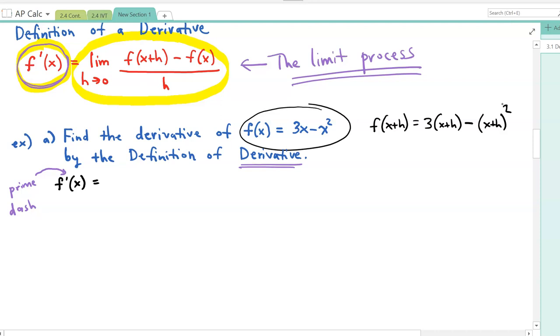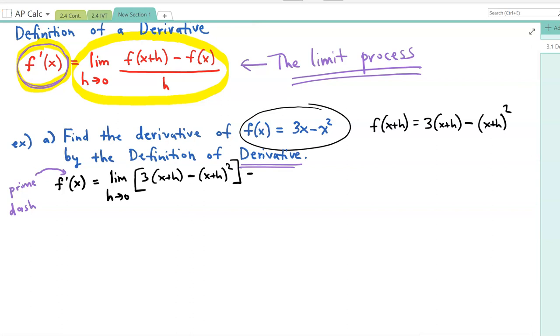Going back to how we're going to write this, the limit as h approaches 0, we have f of x plus h. We're going to write that as 3 parentheses x plus h, minus x plus h squared, minus. Okay, so that's f of x plus h. Now I have to subtract what f of x is. f of x is that blue function, so let me just write it in blue. Minus 3x minus x squared. That's f of x. That was given to us in the problem. All over, what do we write on the bottom? According to the definition of derivative, we put an h on the bottom. So that's our definition of derivative.